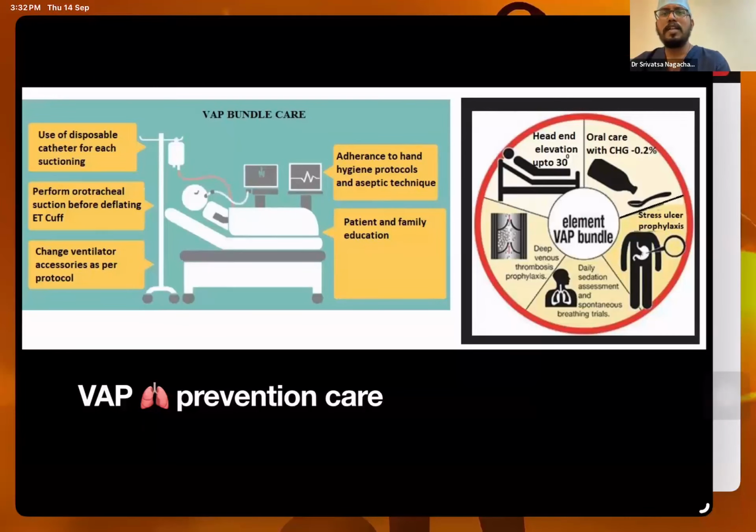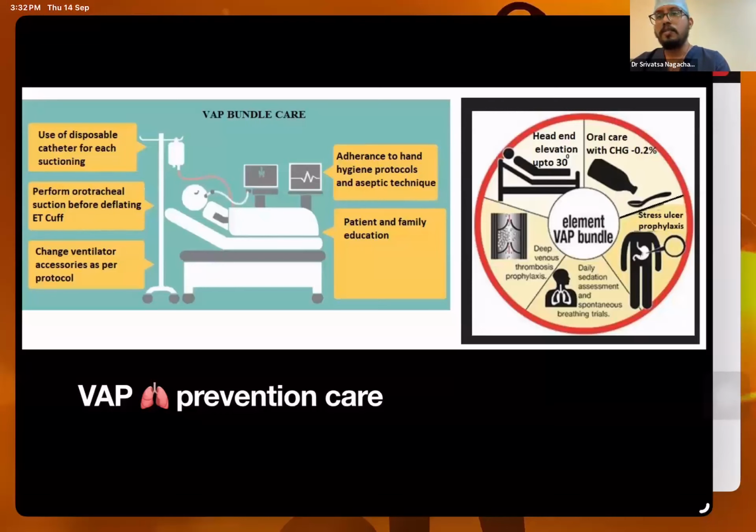And use a disposable catheter for each suctioning, or use a closed suctioning system, which can be changed once in 3 days or once in 7 days, depending upon your hospital policy. And perform orotracheal suction before deflating the endotracheal cuff, especially when extubating. And change ventilator circuits as per the hospital protocols.